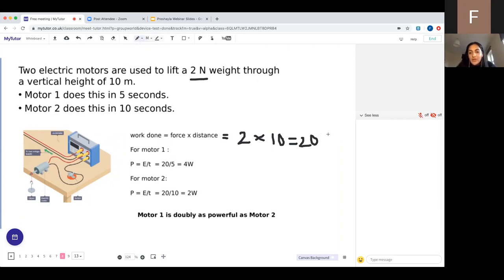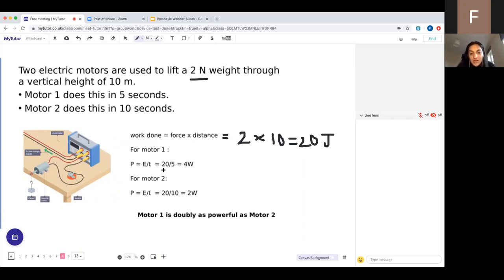Okay, so now that we've worked out the work done by each motor, we can now put it into our power equation to find out which motor is more powerful. So here you can see that it's E over T, but what we really mean is work done, not energy transferred, work done. So P equals work done over T.